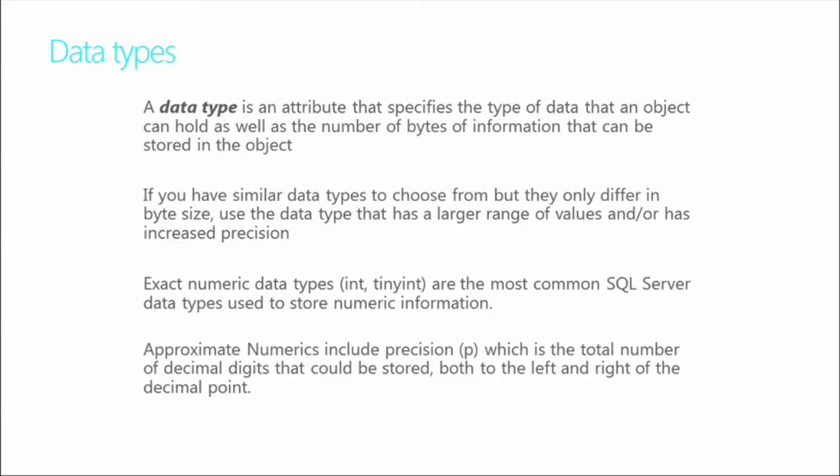Some exact numeric data types are int and tinyint, and these are probably the most commonly used data types because they're storing numeric information. And then we have approximate numeric types. These include precision, indicated by the letter P, which gives us the total number of decimal digits that can be stored both to the left and to the right of the decimal point. All of this has to be considered when you're trying to decide what columns you are going to create for your new table, and what type of data you're storing in there. When we talked about the album, the ID is most likely going to be a numeric type value. Description or title or artist might be more of a character field.